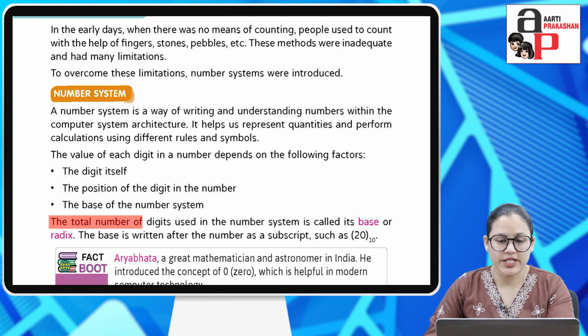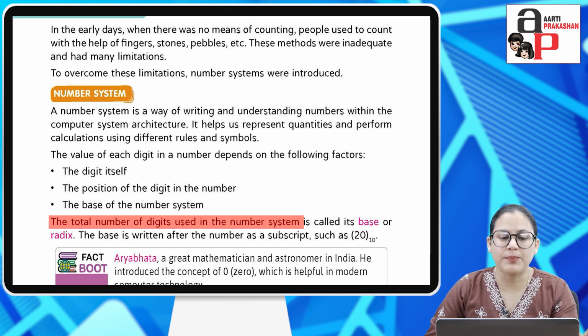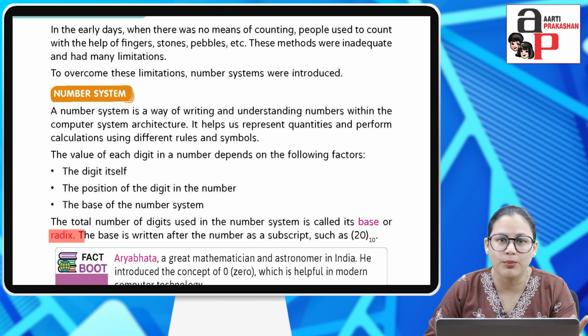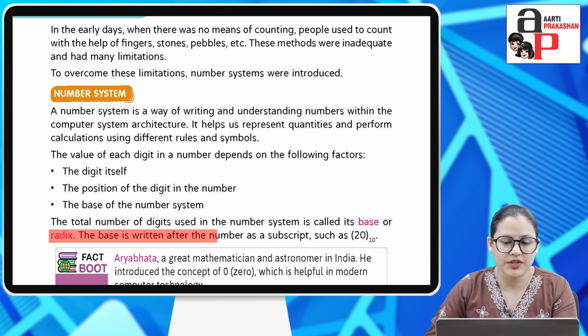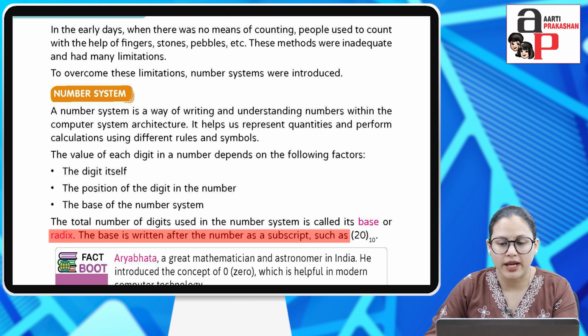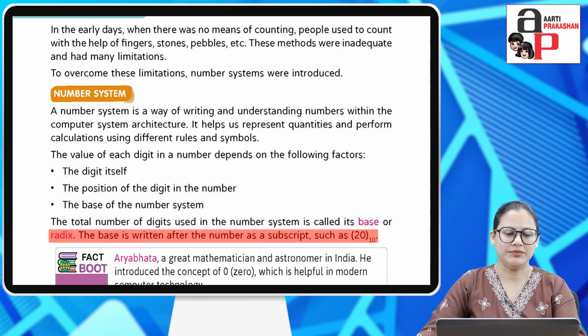The total number of digits used in the number system is called its base or radix. Both these terms are similar. The base is written after the number as a subscript, such as (20) with base 10. So here, what is 10? 10 is the base, or you can say radix, right?